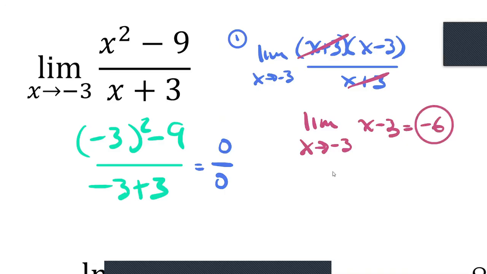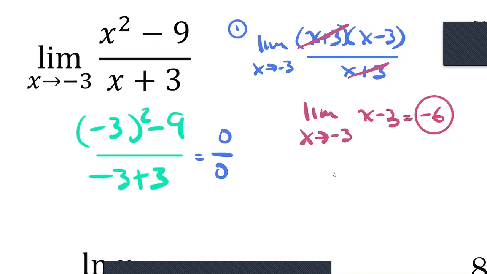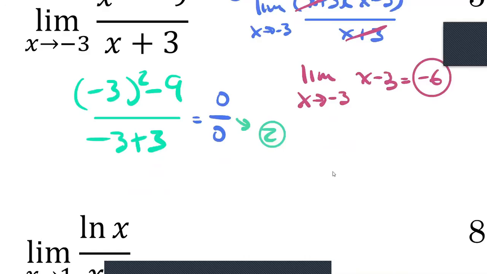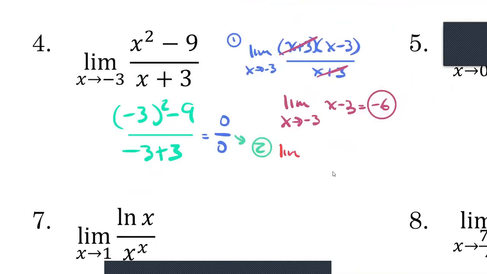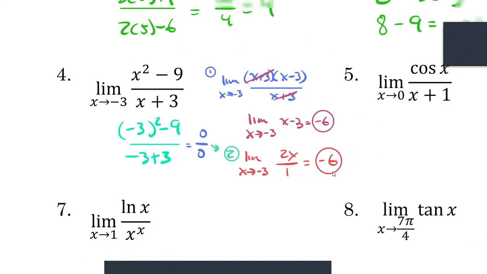Now, you're more than welcome to use L'Hopital's rule if you want as well. To do that, since we have an indeterminate form, and only because we have an indeterminate form of 0 over 0, we could take the derivative of the top. So we have the limit as x approaches negative 3 of the derivative of the top, which is 2x, and the derivative of the bottom, which is just 1. Again, notice that we've gotten rid of the 0 problem in the denominator. When we plug in negative 3, we simply get negative 6 again through direct substitution.